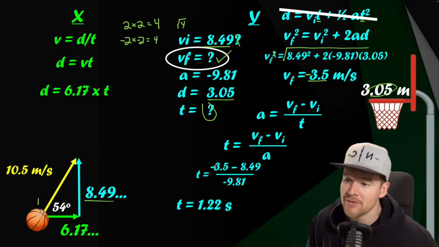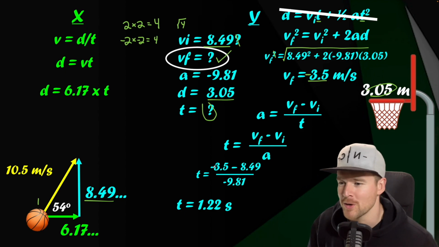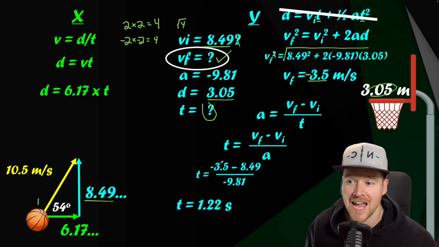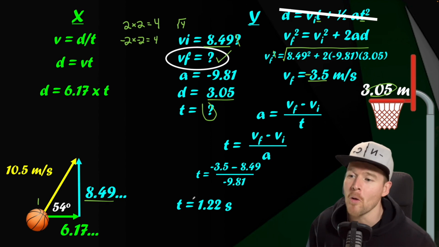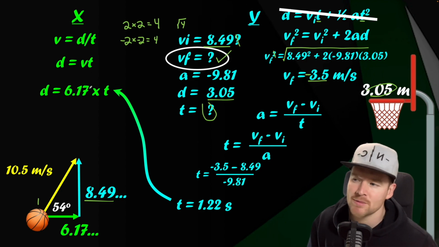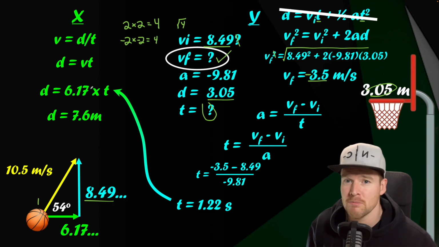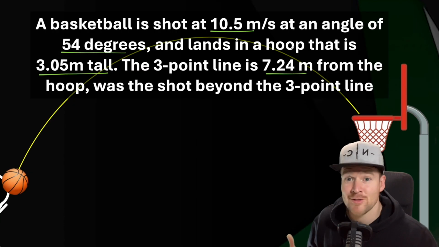It's actually a fair amount of time it was in the air, until it leaves and hits the hoop, 1.22 seconds. And now finally, after all of that work, we're not quite done. The whole purpose of getting time was to bring it back into X, saying that if it's moving forwards in X for 1.22 seconds, I times it by my velocity in X, and we get a final distance of 7.6 meters. How does this answer our question?